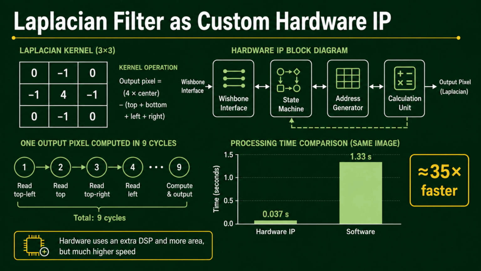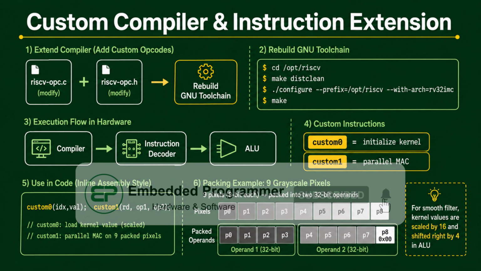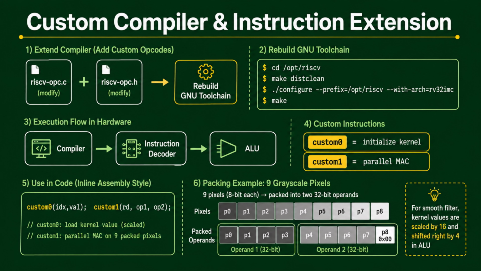Next, instead of creating a separate peripheral, we will place acceleration directly inside the RISC-V processor itself. This is the most interesting part of the project, adding our own instructions to RISC-V. A custom instruction requires modification on both the software side and the hardware side. On the compiler side, the GNU RISC-V toolchain must understand the new opcode.